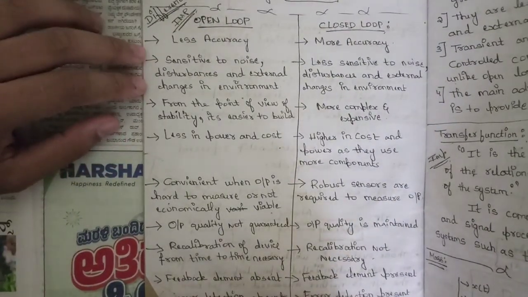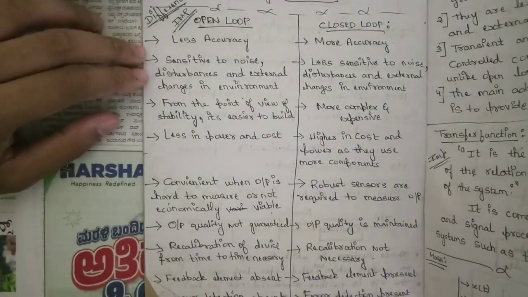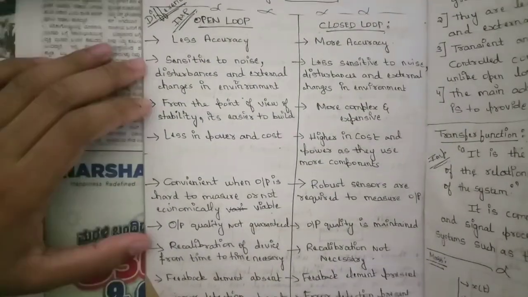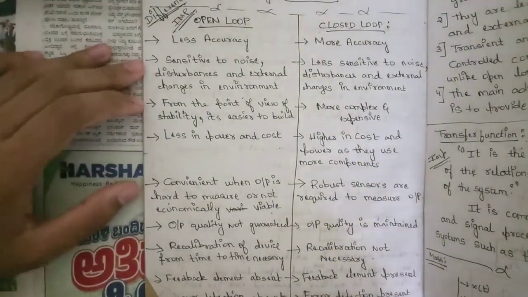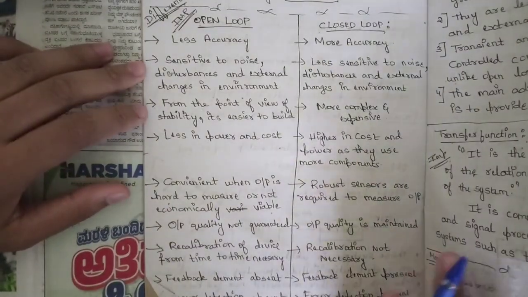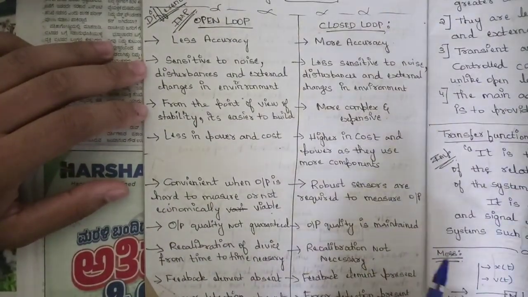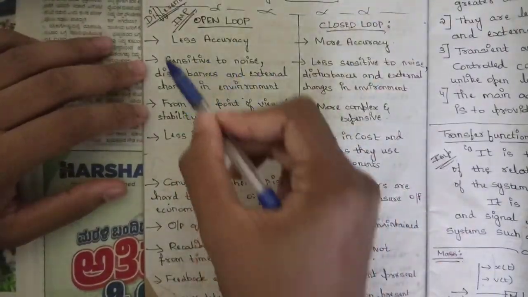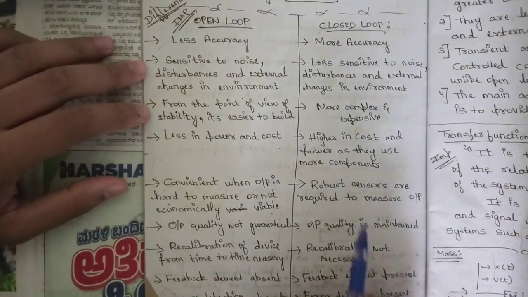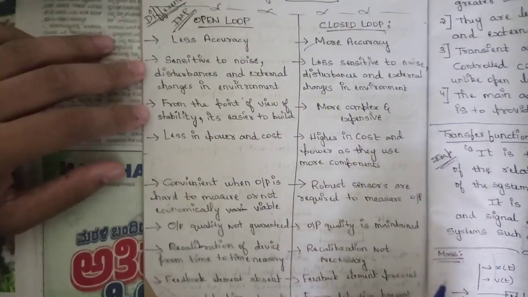So the next question is comparison between open loop and closed loop control system. Here I have made some of the points for open loop and closed loop control system. This is the difference between them. That is, open loop control system has less accuracy, and closed loop control system has more accuracy.